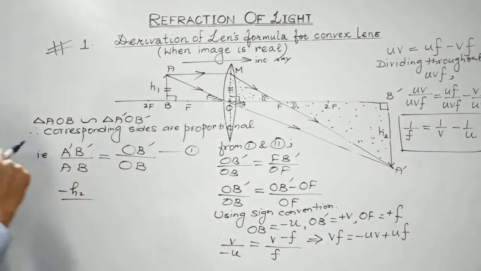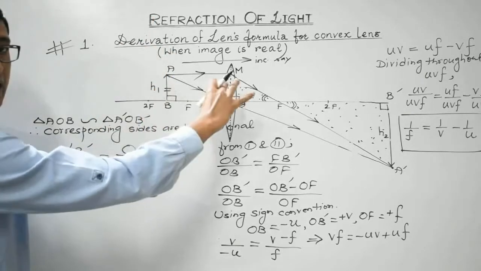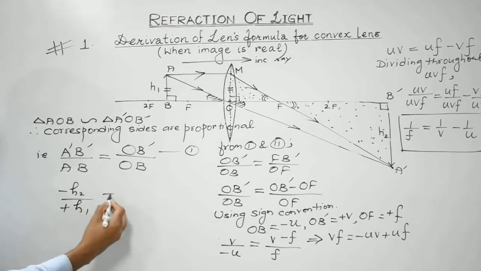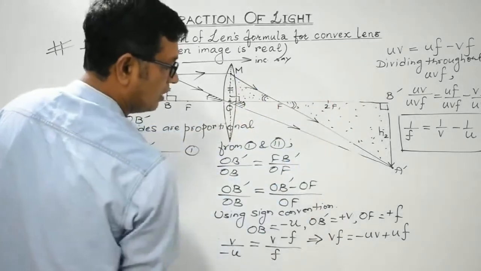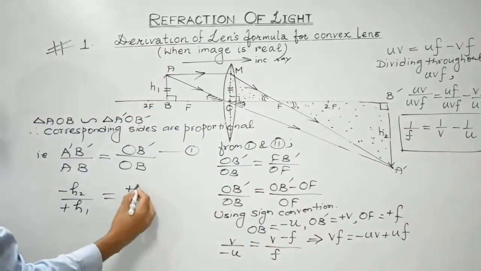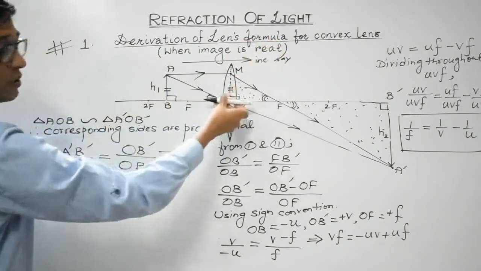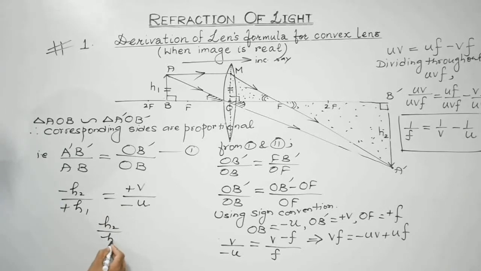I am making use of Sign Convention, right? What about AB? It's measured perpendicular to the axis and in the upward direction. So it is plus H1. Make use of Sign Convention. What about OB dash? OB dash, it's plus V. And what about OB? OB, incident ray is along this direction and OB is measured against the direction of the incident ray. So it needs to be assigned negative sign. So minus minus, it will get cancelled out. So we get H2 by H1 is equal to V by U.